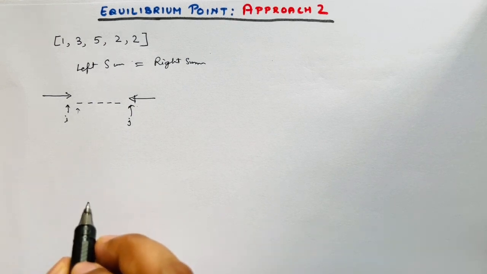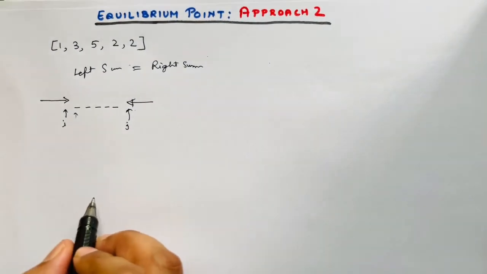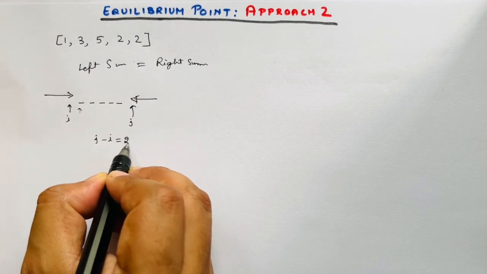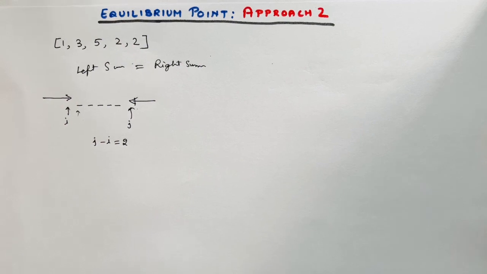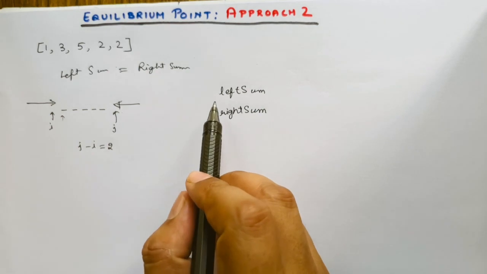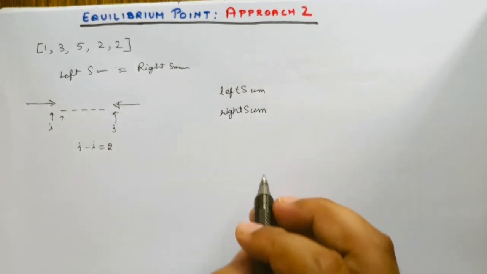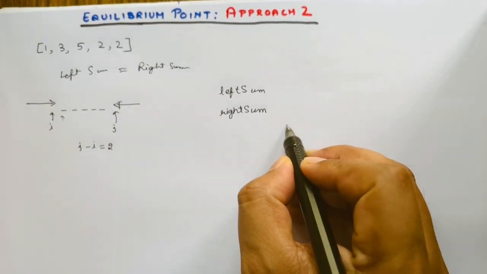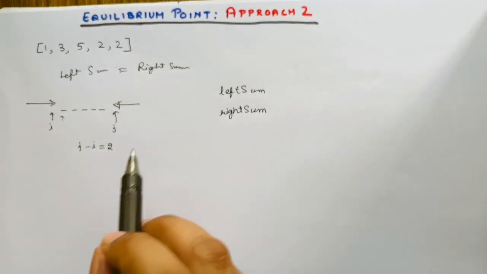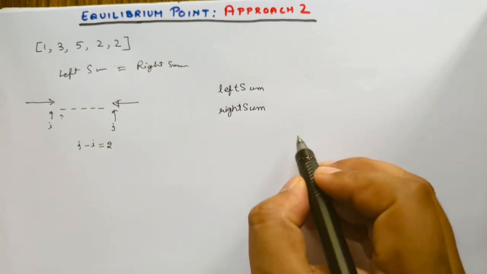Therefore, we need two conditions. One is left sum is equal to right sum, and second, that j minus i should be exactly equal to 2. So what are we doing here? In every iteration, we are maintaining left sum and right sum. Now, in every iteration, we will either add an element from left to increase the left sum, or an element from right to increase the right sum.